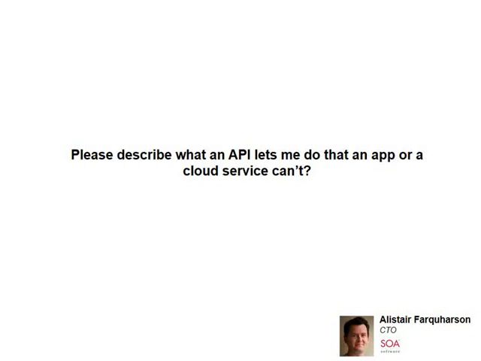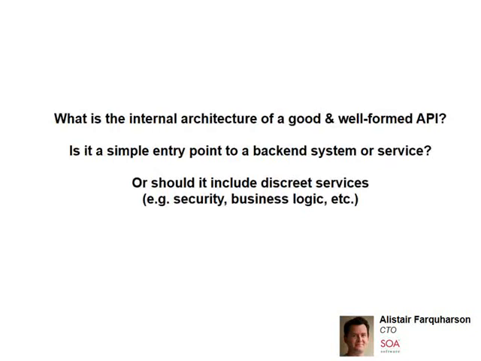Very interesting. And the show does talk about integration as one of the key focuses of where the API initiative might start. So just in deference to the integration developer, kind of a technical question here, Alistair. Can you describe the internal architecture of a good and well-formed API? Is it simply an entry point to a back-end system, or should the API actually include some discrete services, such as security or business logic?